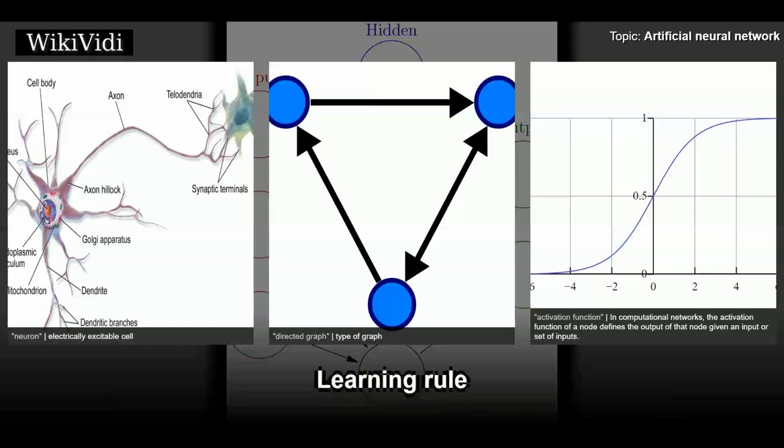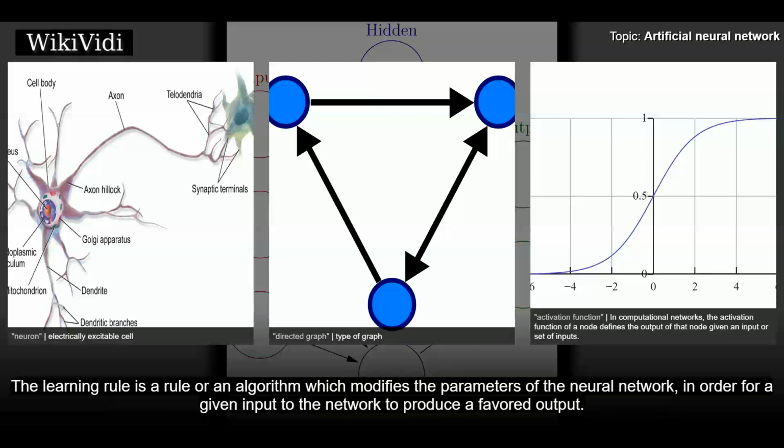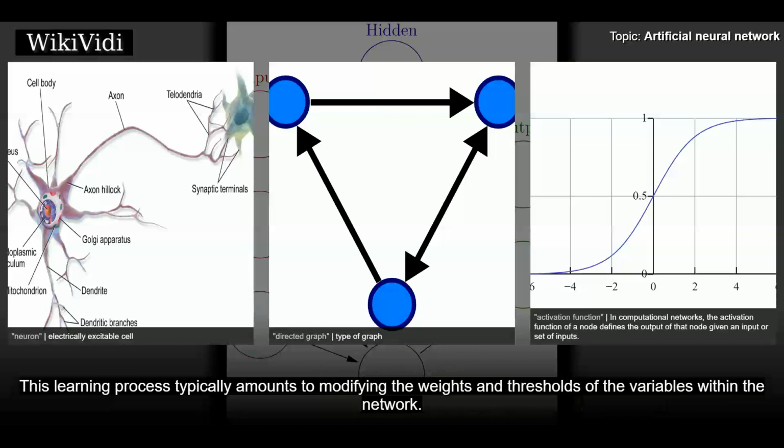Learning rule. The learning rule is a rule or an algorithm which modifies the parameters of the neural network in order for a given input to the network to produce a favored output. This learning process typically amounts to modifying the weights and thresholds of the variables within the network.